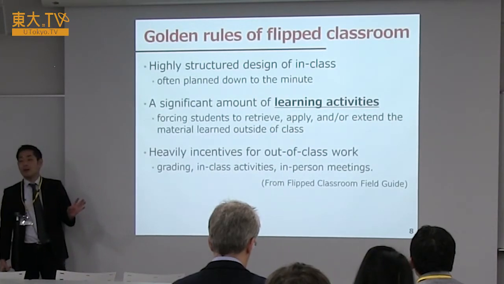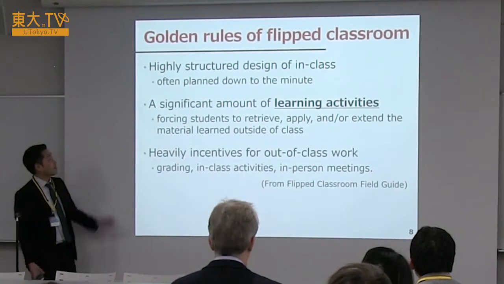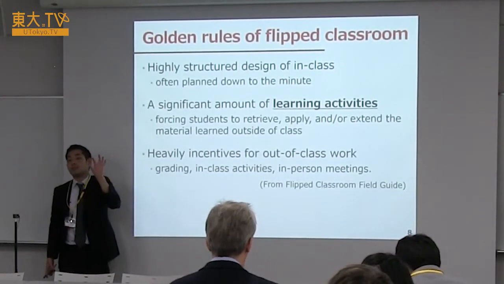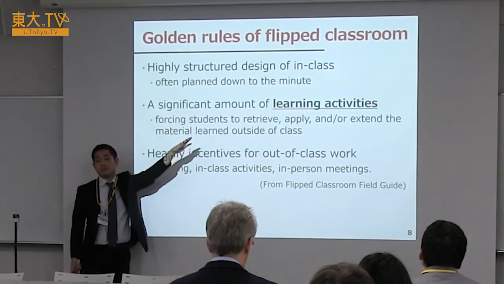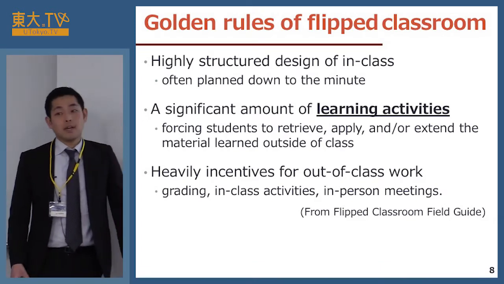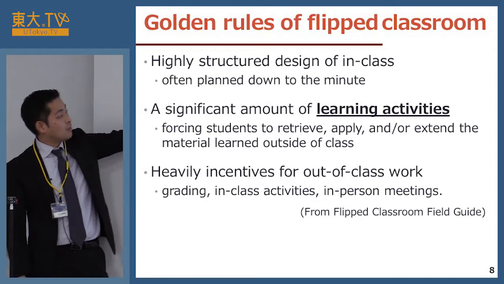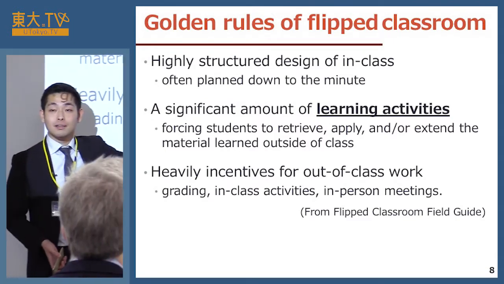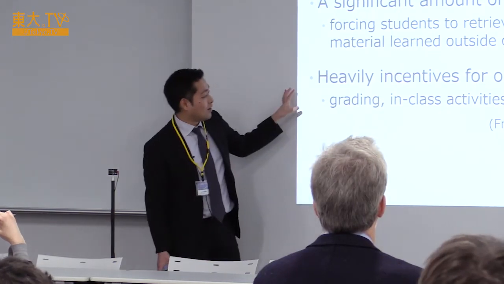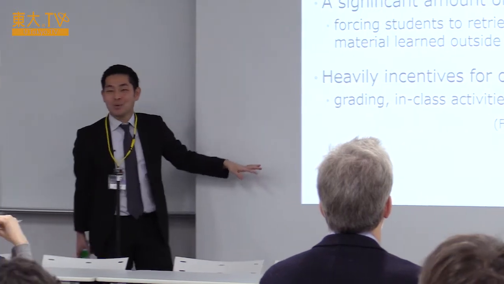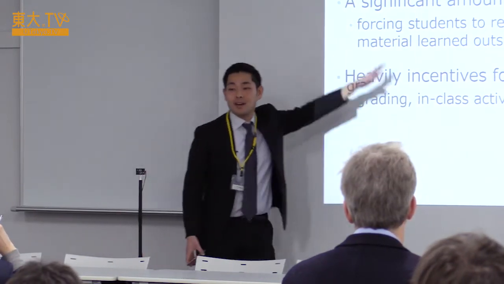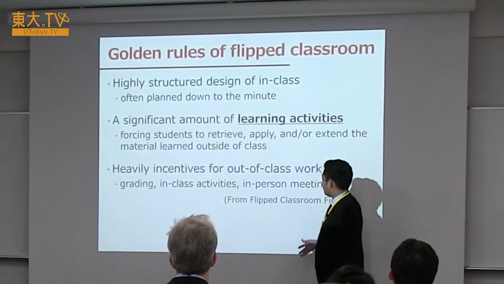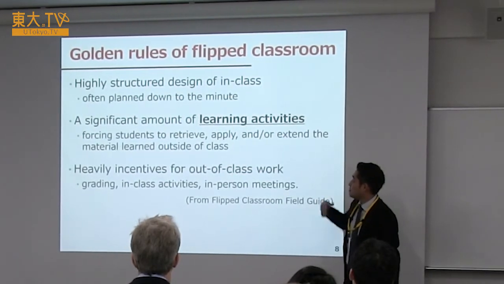And they also show great golden rules of the flipped classroom, and there are mainly three golden rules. One is that an effective flipped classroom needs a highly structured in-class design. The second is a significant amount of learning activities, which is active learning activities. And the third one is heavy incentive for out-of-class work, like grading and in-class activities, like quizzes. I think Dr. Woodward's class covered all of them. So I think his classroom is one of the perfect examples of these golden rules. I think I have nothing more to say here. So please read this field guide if you are interested in implementing the flipped classroom.